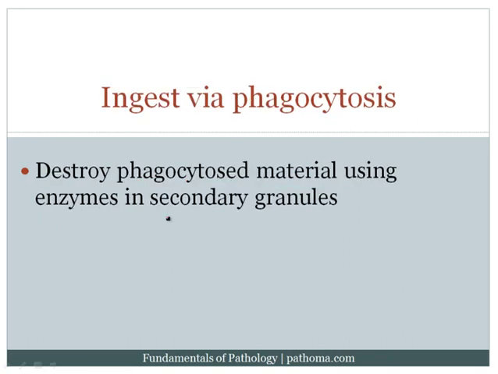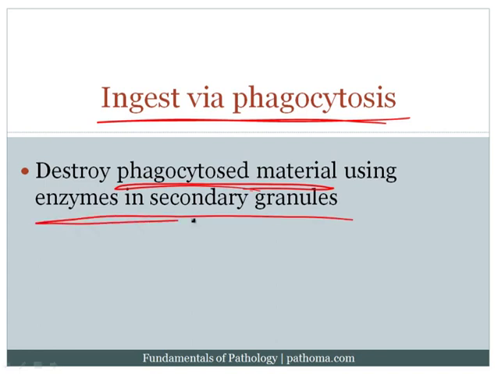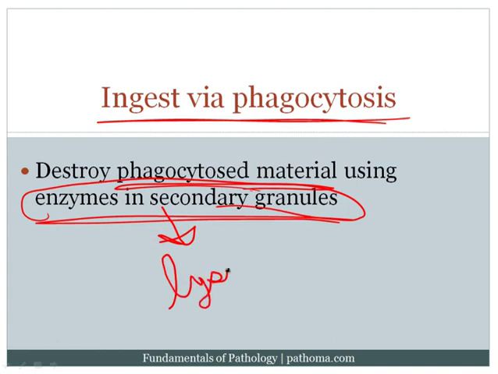Once the macrophages get into the tissue, they ingest via phagocytosis, and then they destroy the phagocytosed material using enzymes in the secondary granules. For the most part, macrophages don't really do a lot of oxygen-dependent killing. Their primary mechanism is oxygen independent, using enzymes in the secondary granules, and I would say one of the key enzymes is lysozyme. So we should be familiar with the fact that lysozyme in the secondary granules is very useful for the macrophages to kill off phagocytosed material.